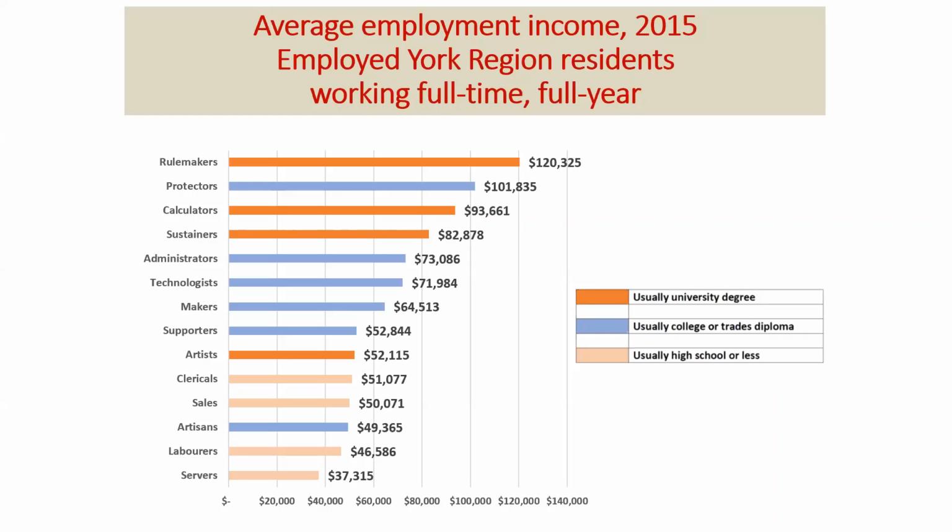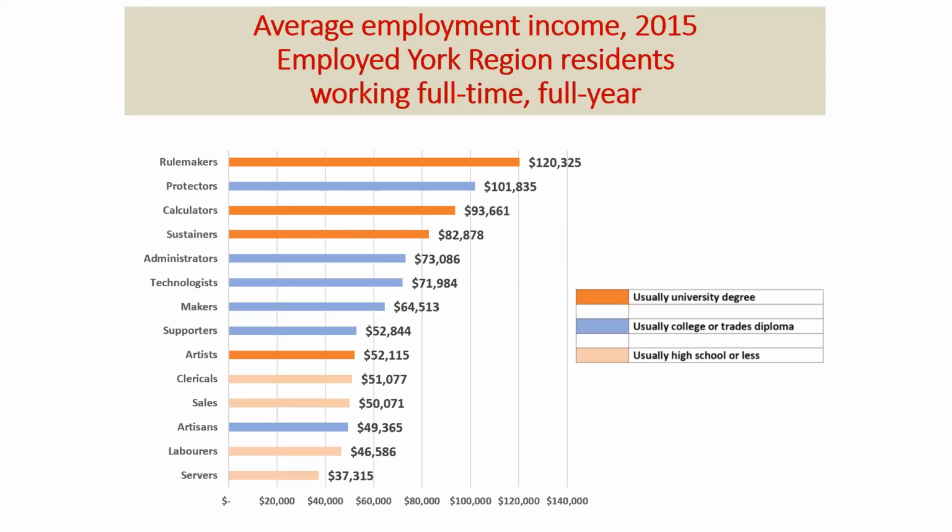But the thing to note, this is where, for example, those protectors kind of stand out. They are a job that typically requires a college diploma, but they rank second after rule makers in terms of their average employment income. Now, these are employment incomes of residents, so it doesn't necessarily mean that the jobs in York Region pay that level, because they could be working elsewhere.